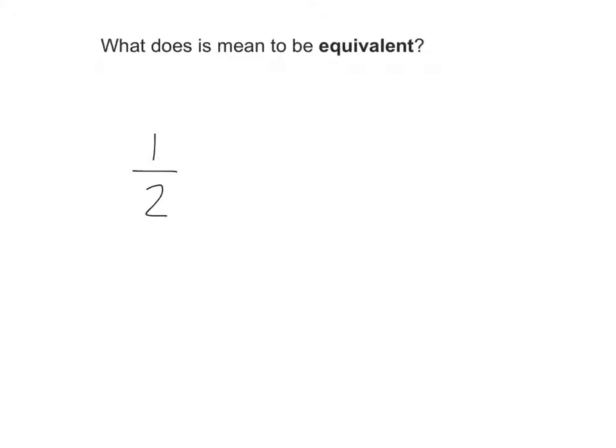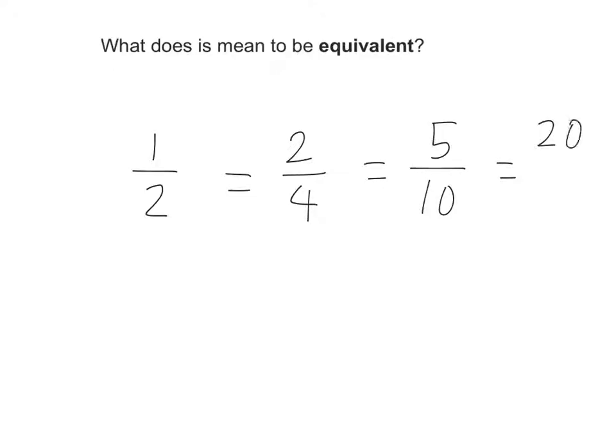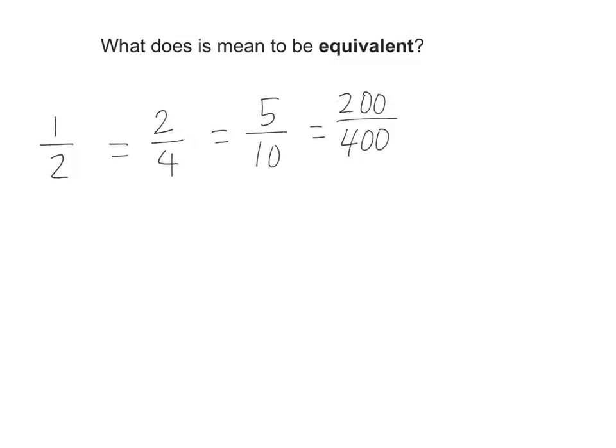So we just practiced with equivalent fractions. We learned that 1/2 is equivalent to, say, 2/4, which is also equivalent to 5/10, which is also equivalent to 200/400, right? Do you guys agree? Okay. Now, is that the only way to be equivalent, though?